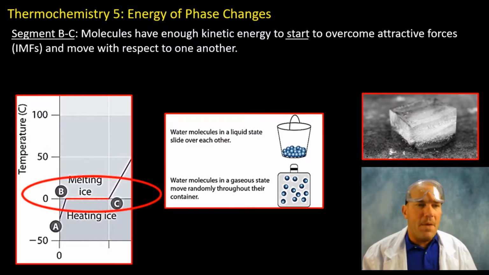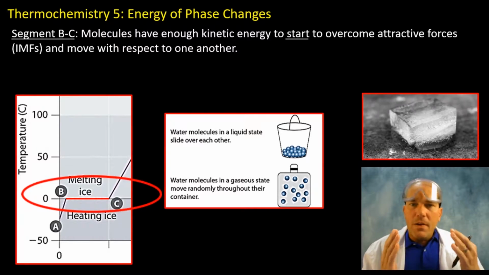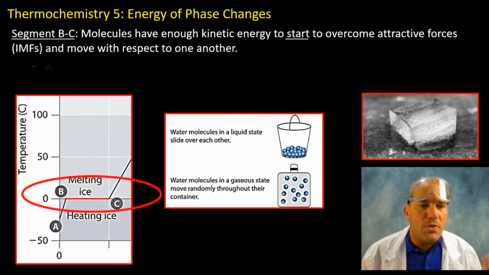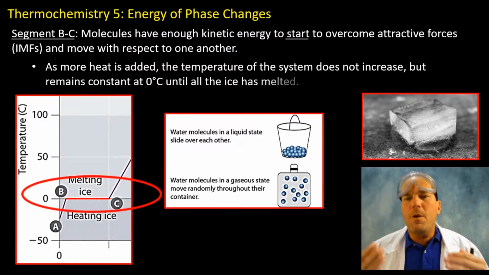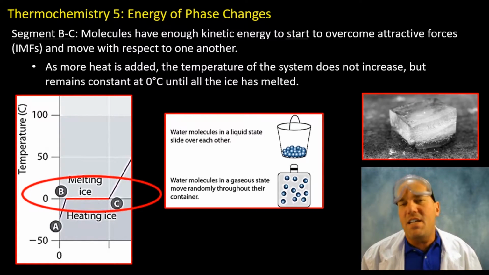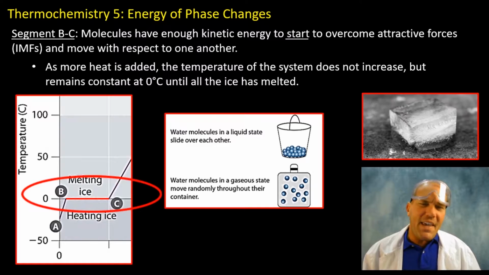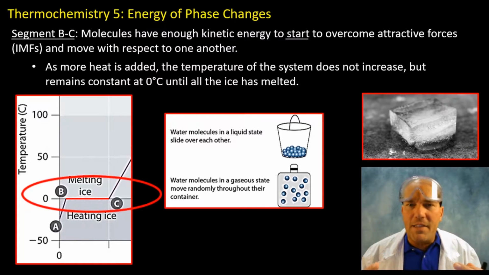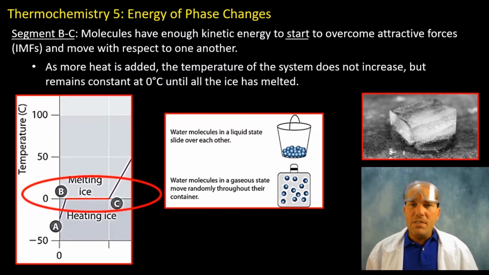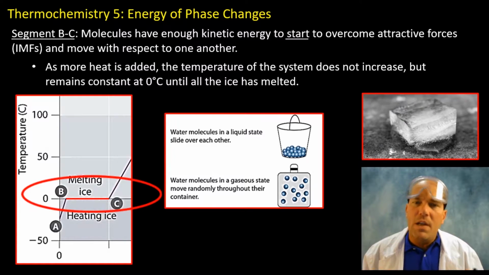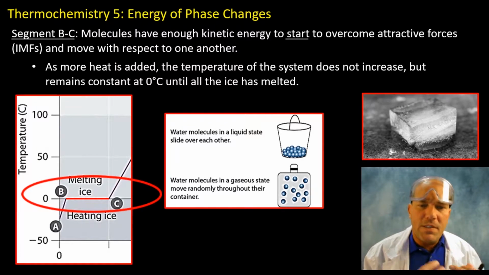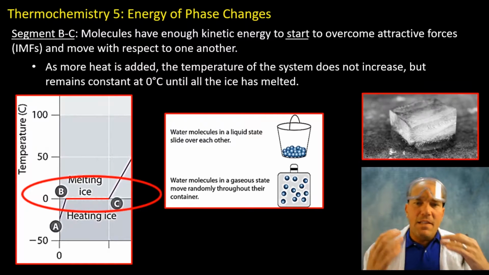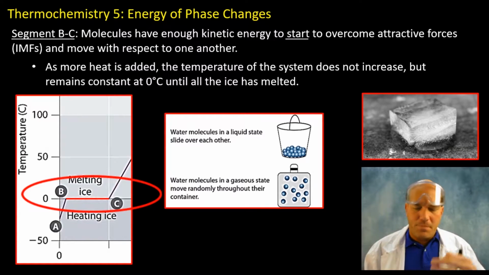The next point to be made during this curve is there's no increase in temperature occurring. As more heat is added, the temperature of the system remains constant. It does not change. It stays at 0 degrees Celsius, and this will be the case until all of the ice has melted. So this is dependent on the amount of the ice. Again, we're going to stay at a constant 0 degrees Celsius, which is the melting point for ice.